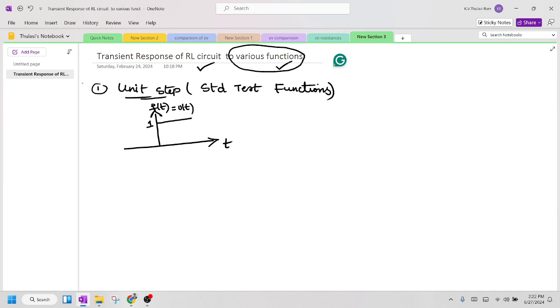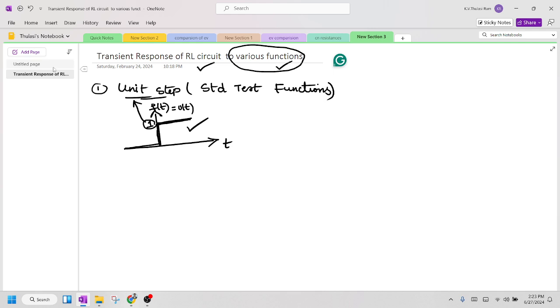Since 1 is called unity, this function resembles a unit, and it also resembles a step function. That's why it is called a unit step function. Previously it is at 0 and then it starts like this and continues like this. That's why this is called a unit step function.